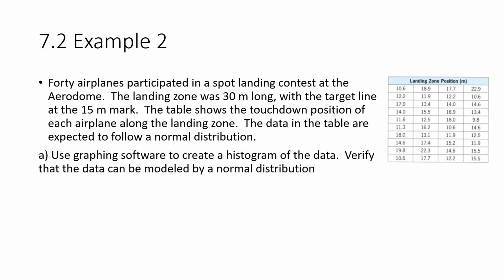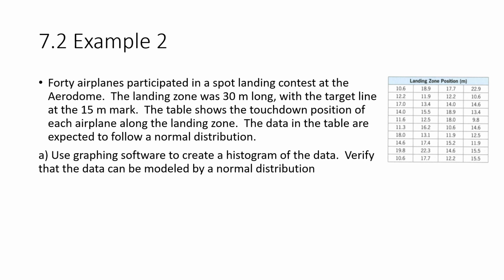All right, let's look at 7.2 example 2. 40 airplanes participated in a spot landing contest at the aerodrome. The landing zone was 30 meters long, with the target line at the 15-meter mark, so right in the middle. The table shows the touchdown position of each airplane along the landing zone. The data in the table are expected to follow a normal distribution. So use graphing software to create a histogram of the data. Verify that the data can be modeled by a normal distribution.